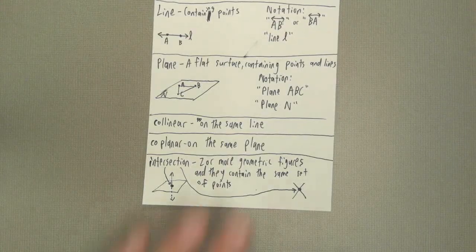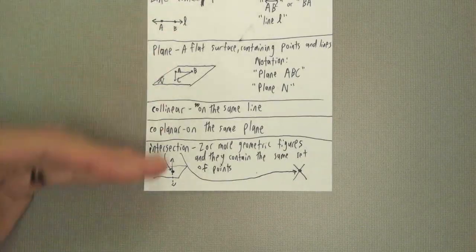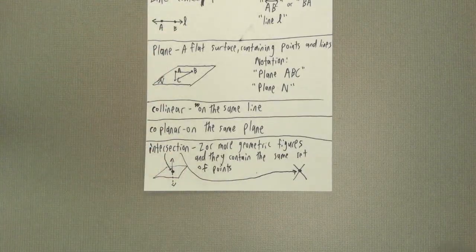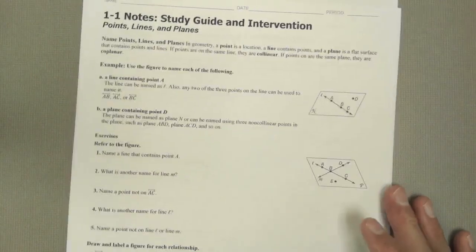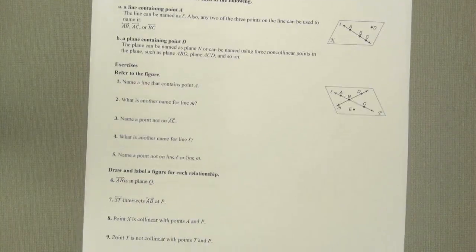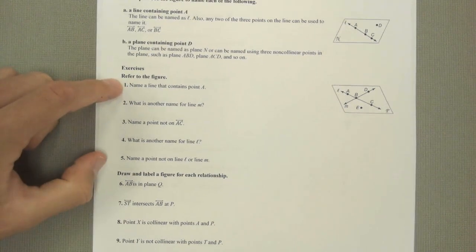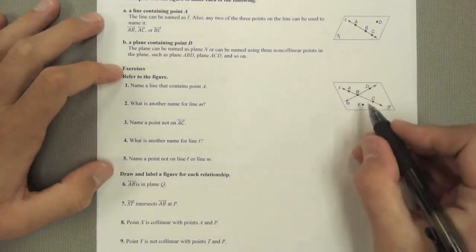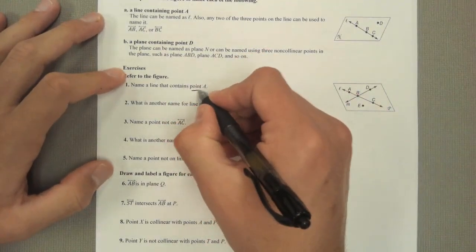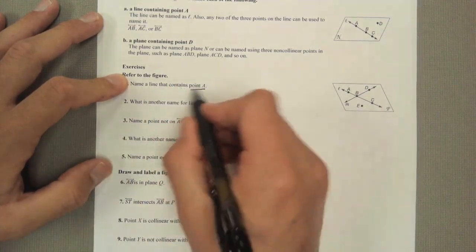What we're essentially doing is we're going to use this sheet, and we're going to use these definitions, and then we're going to look at this. I'm going to try to do about one example through each little section here, but I'll also post a page that has all the examples done so you can look at them. But here we go. Name a line that contains point A. Very simple. We just want to name something that contains point A.